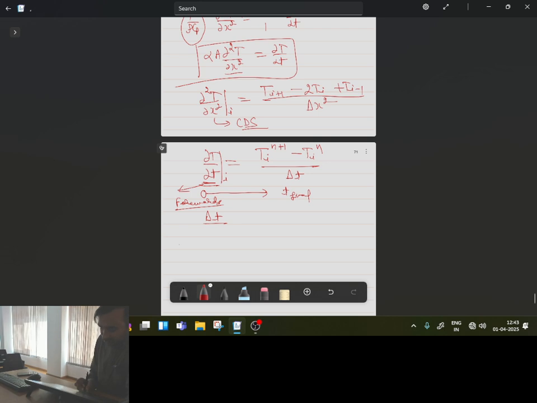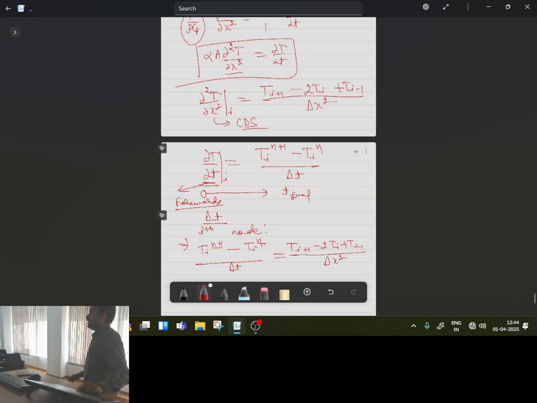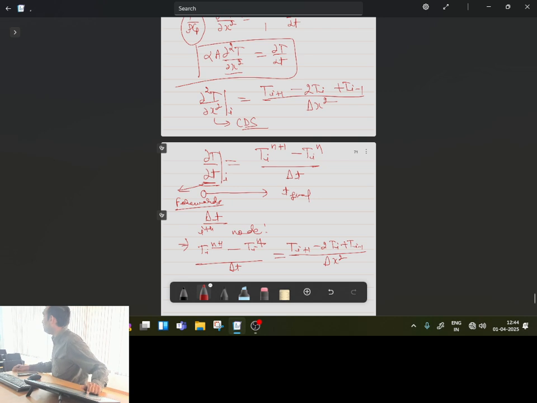So if I have to write it for the ith node, what equation will I get? Ti at n plus 1 minus Ti at n divided by delta t equal to alpha times the spatial term, divided by delta x square. Is this one clear? Now you have to understand one important point. On the left hand side, what am I using? I am using the time levels. One is time level n and the other is time level n plus 1.